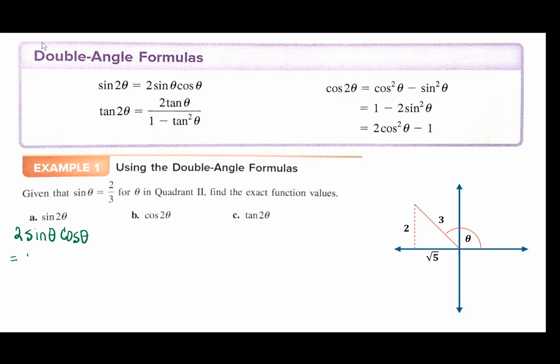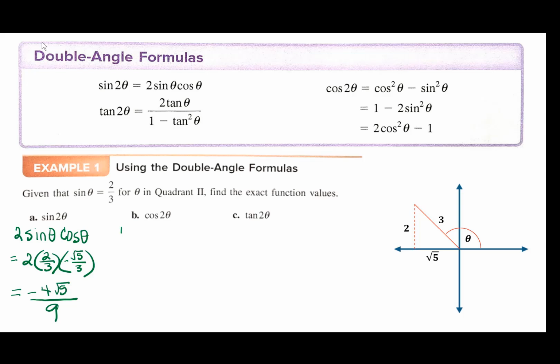So 2 times 2/3, and then the cosine theta, if you look at your triangle, is adjacent over hypotenuse, which is negative square root of 5 over 3. Notice that cosine is negative because we're in the second quadrant. So multiply that out, and you're just going to get negative 4 square root of 5 over 9. And so that is sine 2 theta.